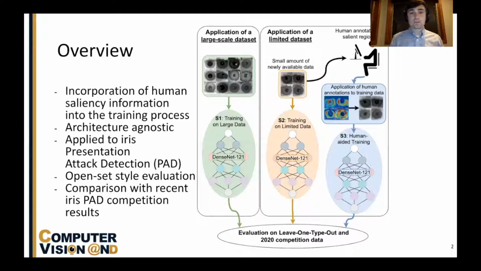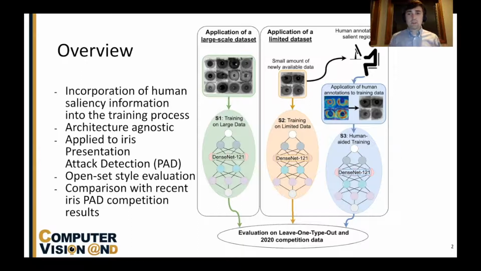The idea for this work was that we're trying to collect human saliency information for correct classifications and incorporate that directly into the deep learning process. We want to do this in an architecture agnostic way, such that any network can be used. We also apply this to iris presentation attack detection, where you're trying to guess whether it's a real iris or a spoof or fake iris.